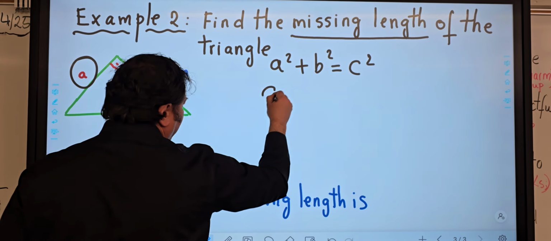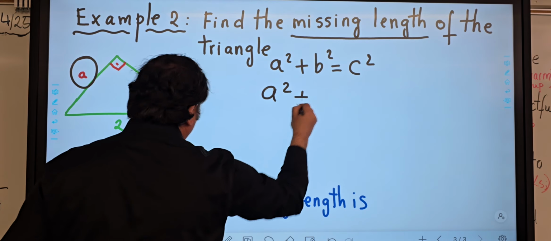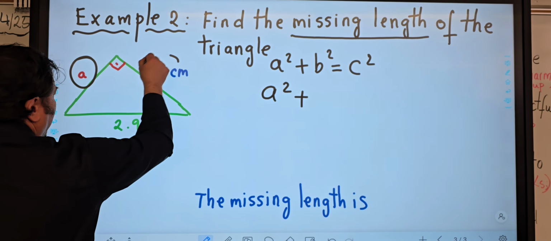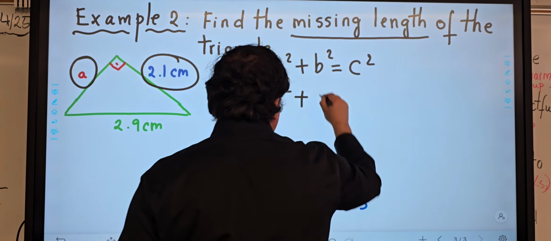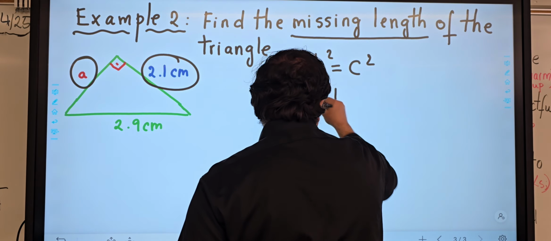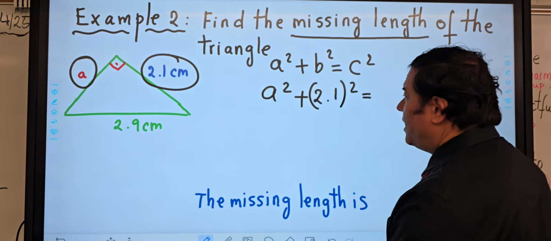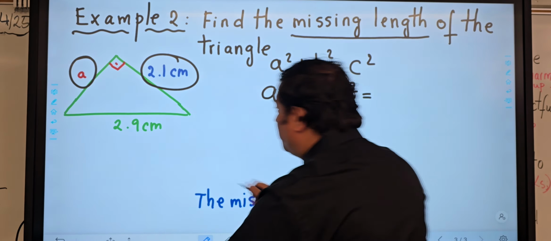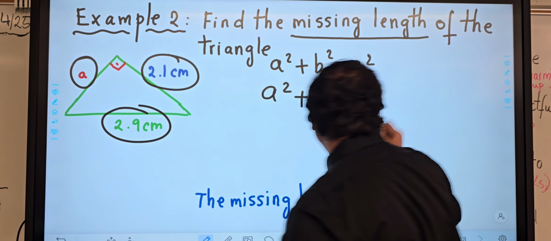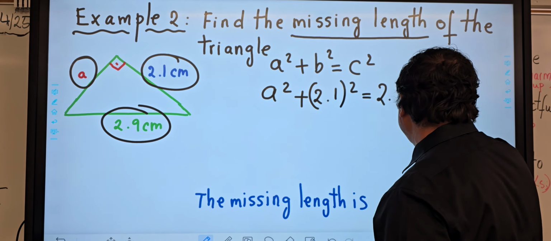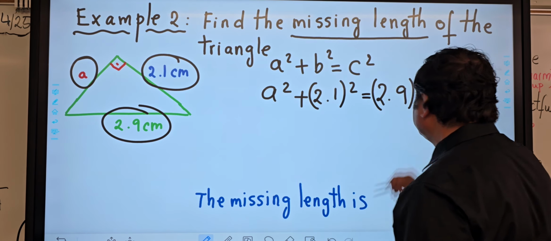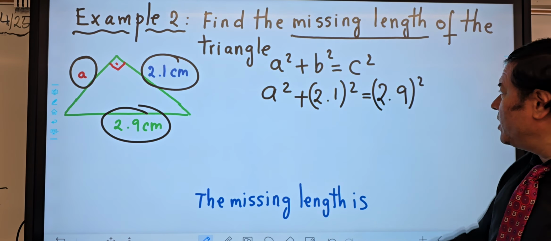So A squared stays A squared plus, instead of B squared, we are going to put 2.1 squared, centimeter squared, equals, instead of C squared, we are going to put 2.9. So here we have 2.9 squared. Okay, let's continue. Let's square this up.